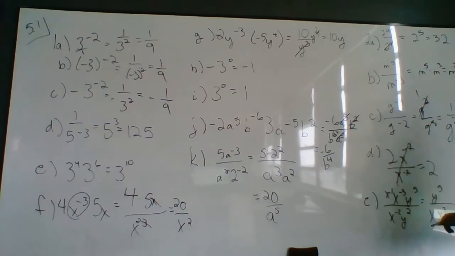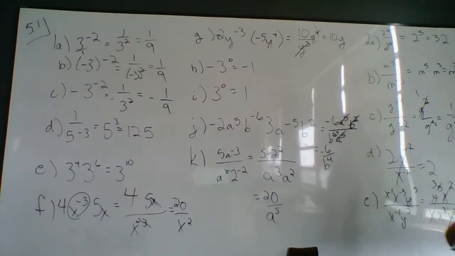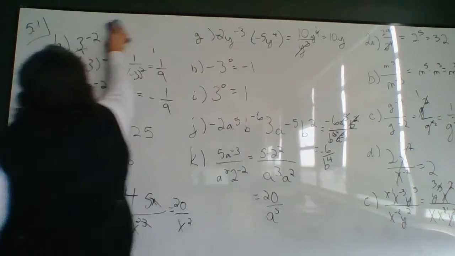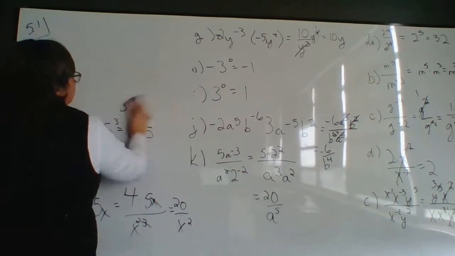X to the... stays where it is. Come to the denominator. X flips. Y stays. Now reduce. 2 of these, mark 2 of those off, leave 3. 2 of these, mark 2 of those off and leaves 1. On top, I have y to the third. X times x is x squared in the denominator. Now I will erase. A little bit more to do.